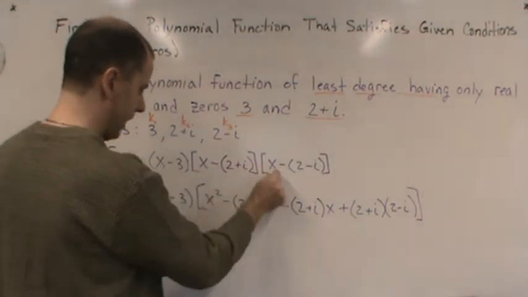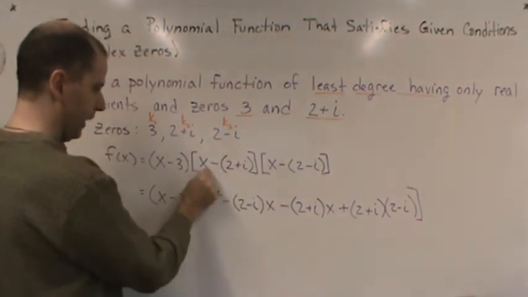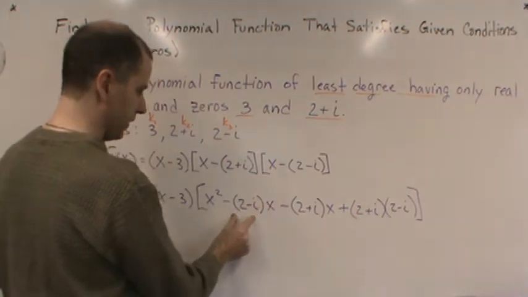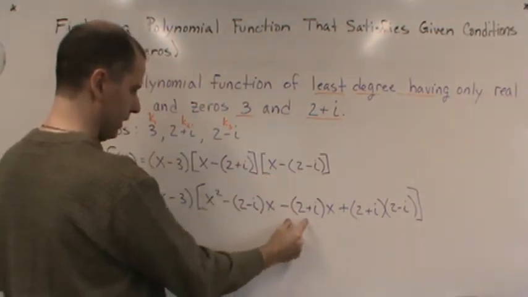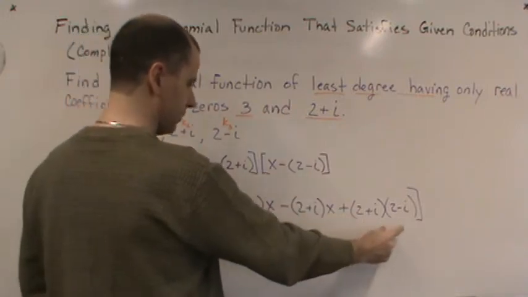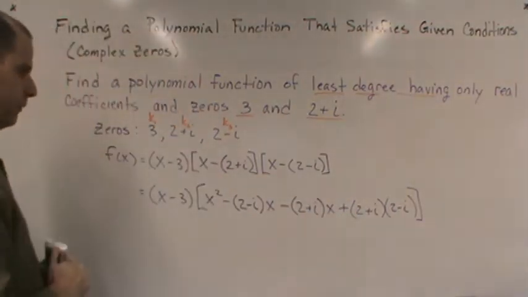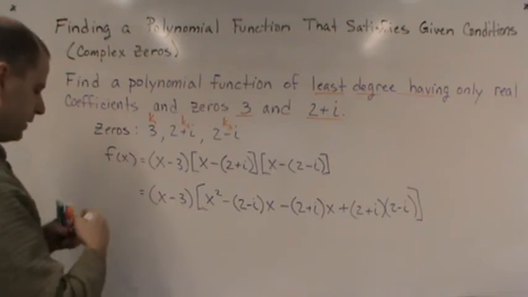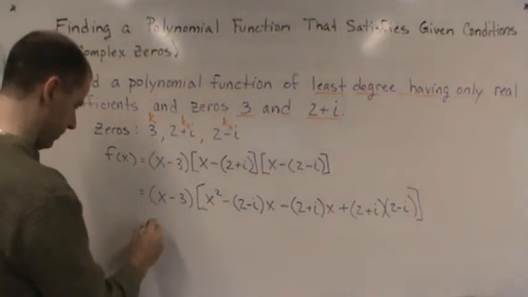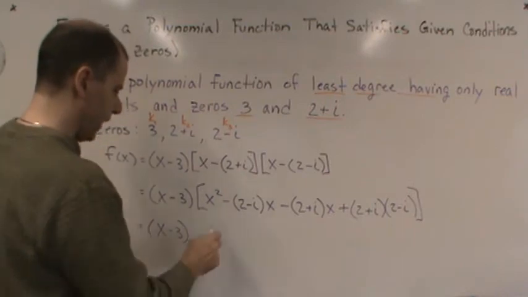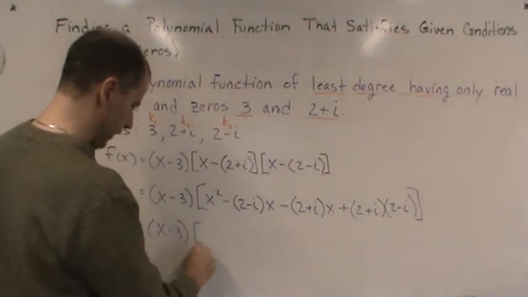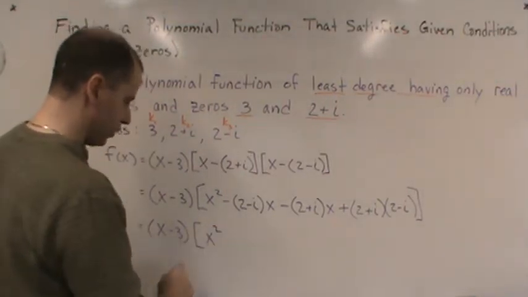Okay, so all I did was use the FOIL method on this. So x times x gives me x squared. x times this gives me this. And then this times x gives me this. And then this times this gives me this. So all I did was the FOIL method. And so now I'm going to simplify this. So let's just simplify this a little bit. So this will be x squared.